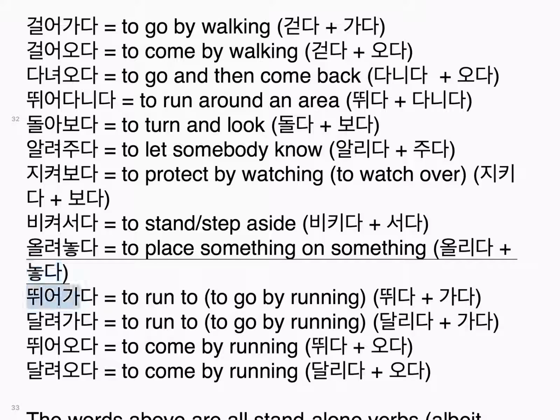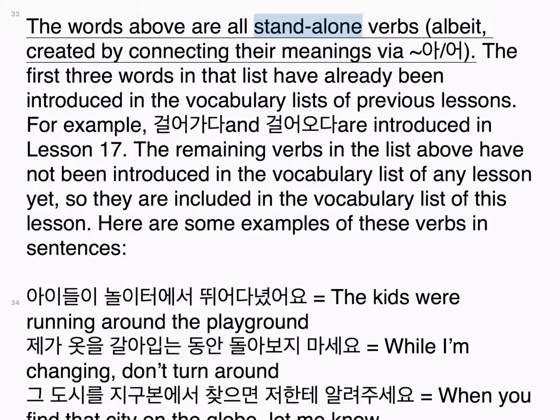올리다 plus 놓다. 뛰어가다, to run to, to go by running. 뛰다 plus 가다. 달려가다, to run to, to go by running. 달리다 plus 가다. 뛰어오다, to come by running. 뛰다 plus 오다. 달려오다, to come by running. 달리다 plus 오다. The words above are all standalone verbs, albeit created by connecting their meanings via 어.